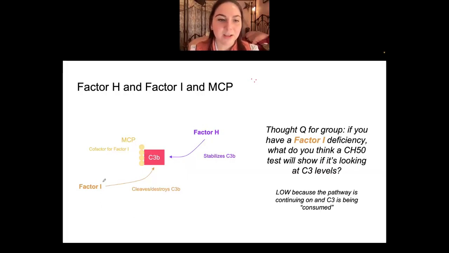So if we get rid of a negative regulator of complement, we're going to allow complement to go. So we're going to have low levels of CH50, and CH50 tells you, if you have a low CH50 test, you're allowing complement to go, so to speak.